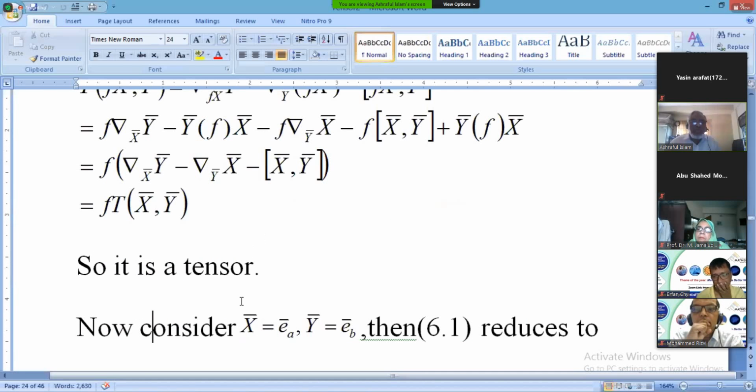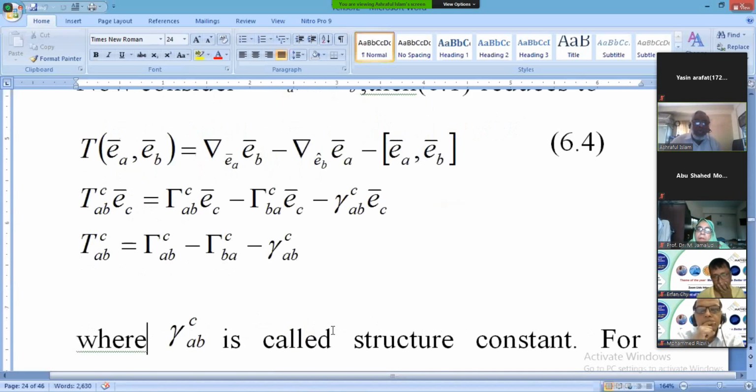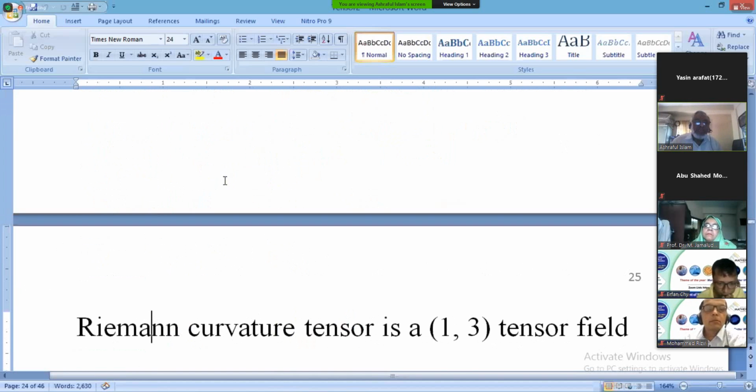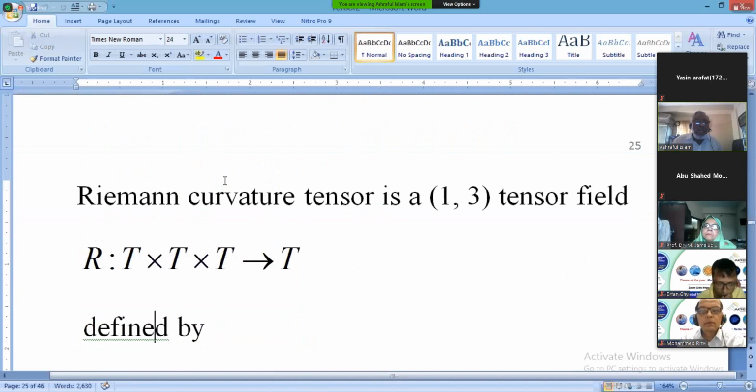If we take the basis vectors, then this tensor can be expressed in this way. So this is the structure constant. For a coordinate basis, this structure constant is 0, and this is the Lie bracket connection. Now the Riemann tensor is a mapping from the cross product of three vector spaces to a vector space.